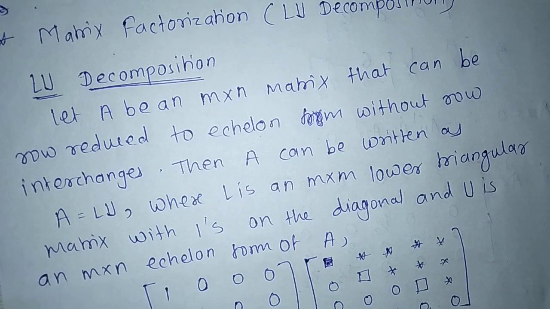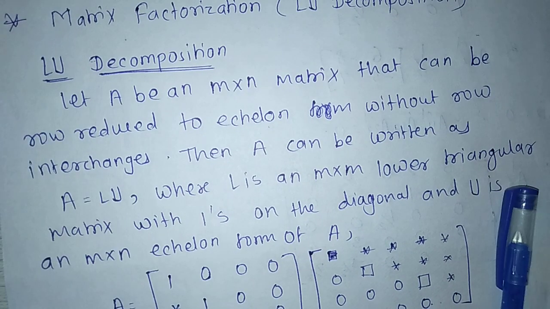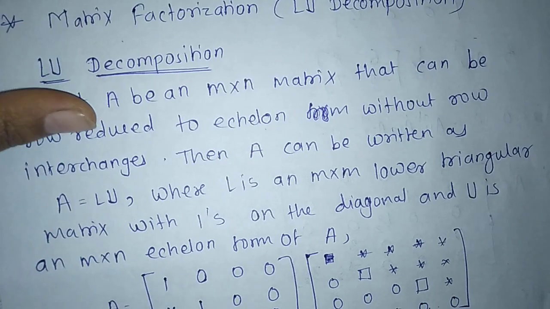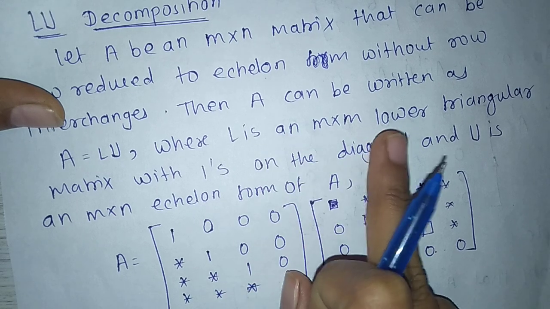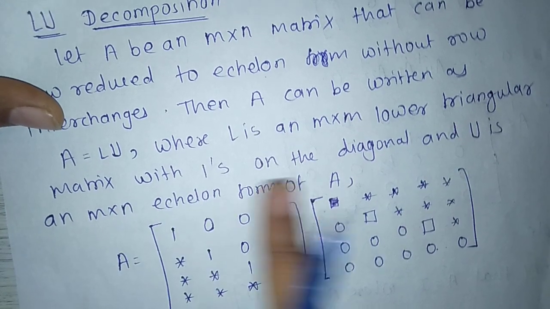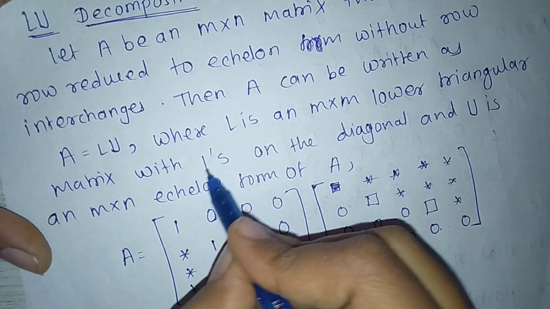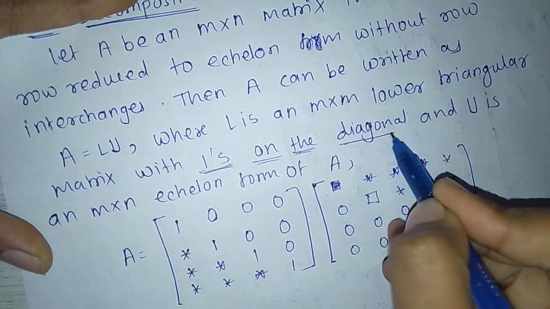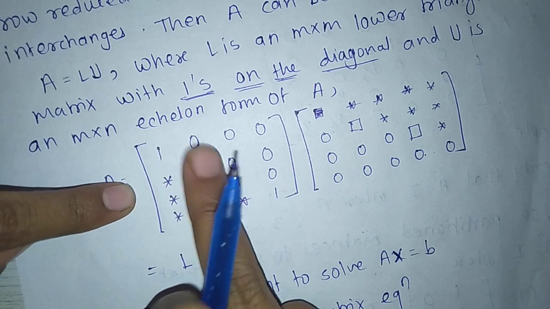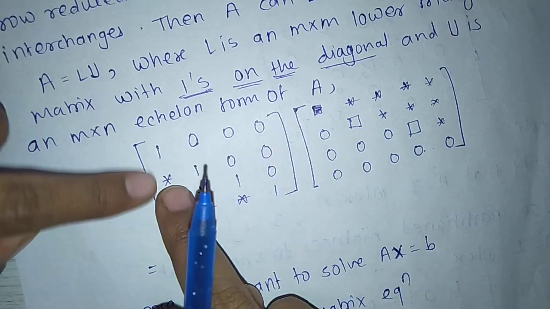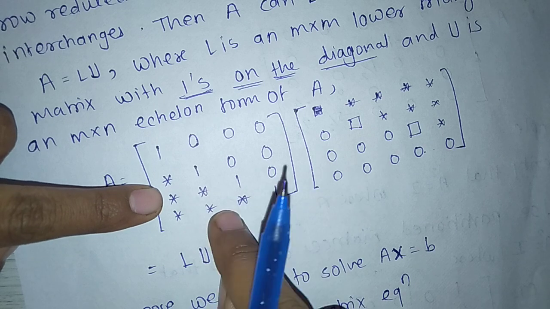Without row interchanges, A can be written as A equal to L into U, where L is an M by M lower triangular matrix with ones on the diagonal. Underline this, ones on the diagonal, and U is an M by N echelon form of A. A equal to 1 0 0, star 1 0 0, star star 1 0, star star star 1.